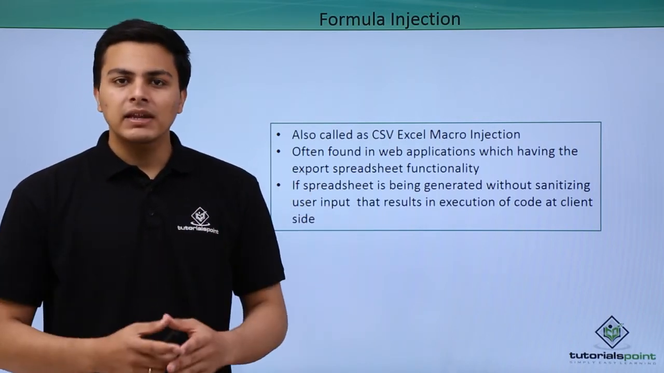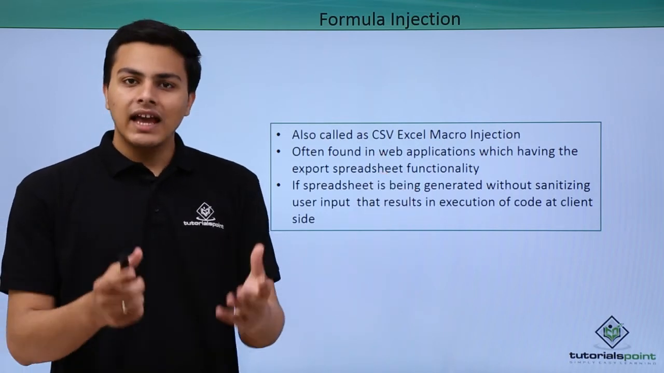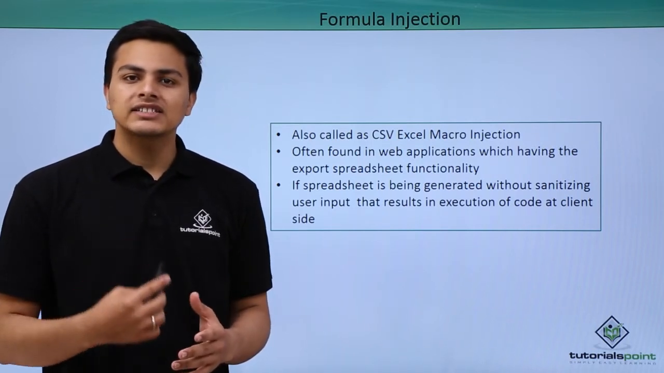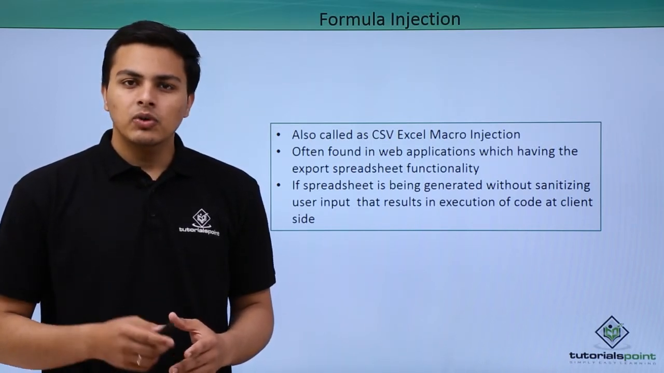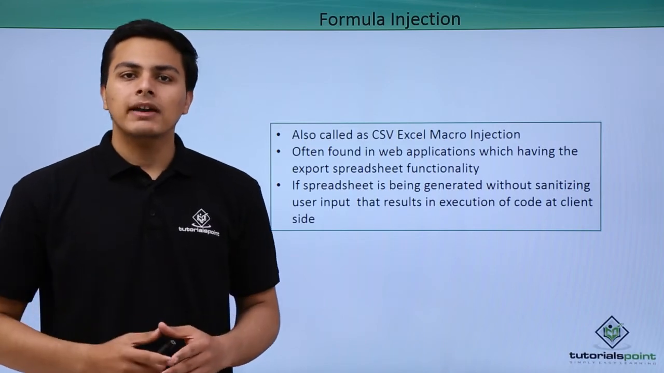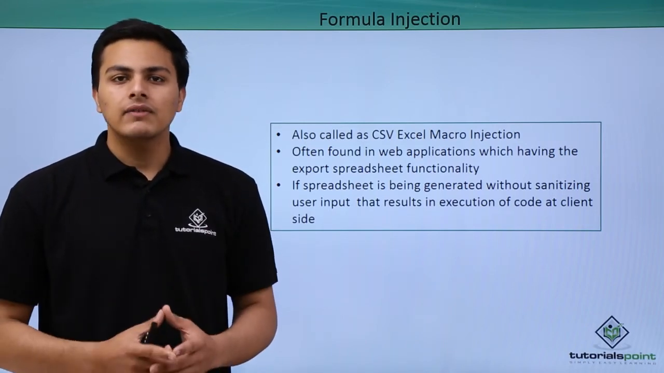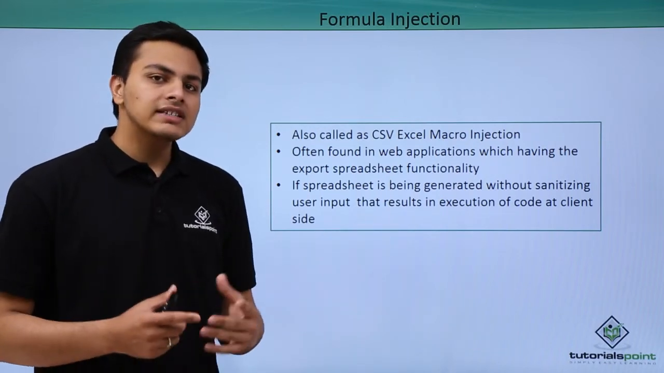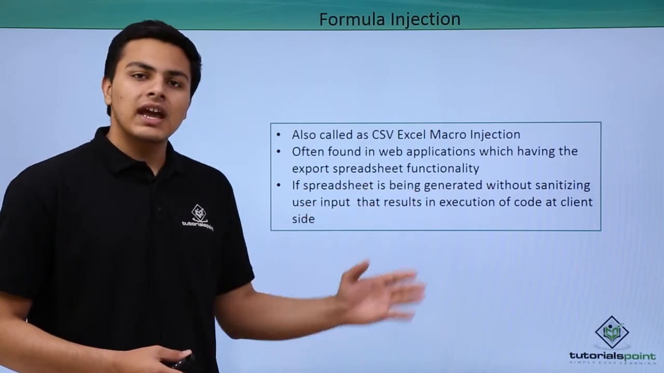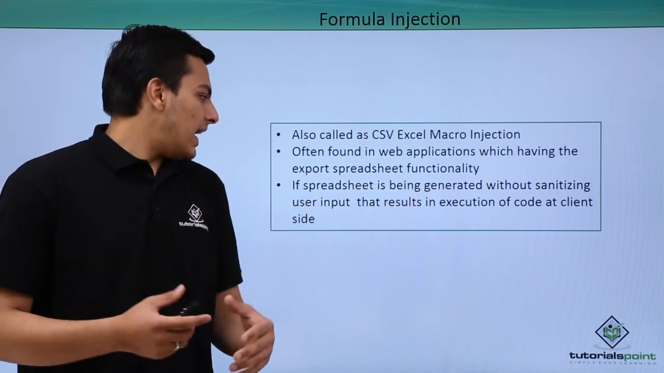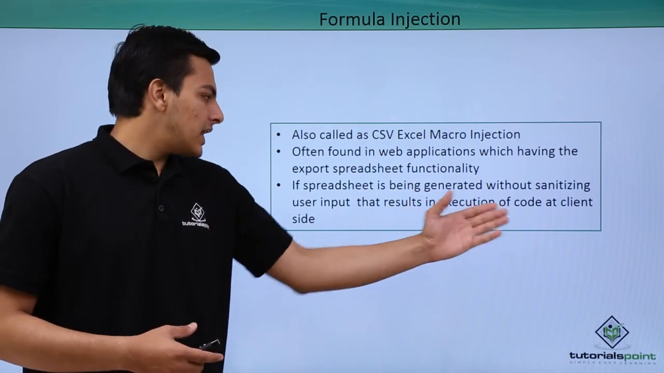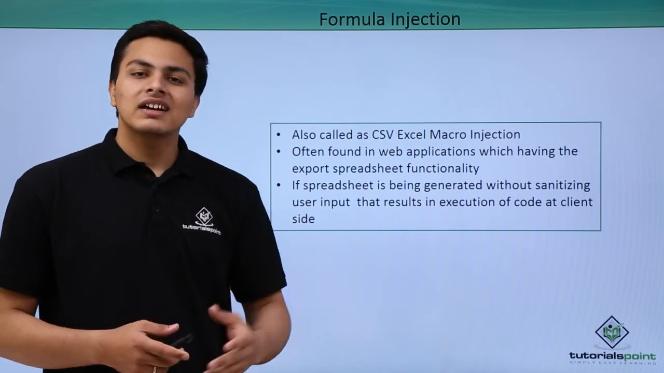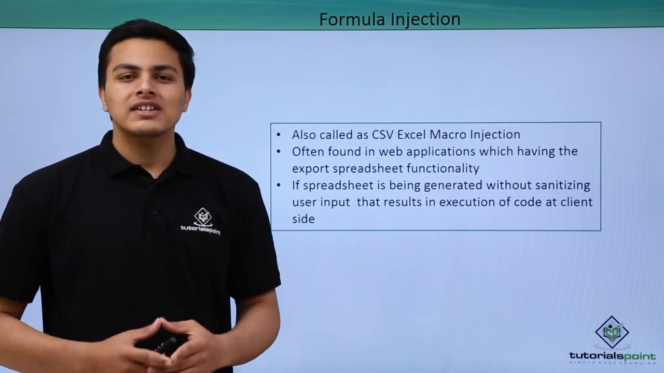If that web application is vulnerable to formula injection, it will not sanitize the user input and will export the web sheet which contains the malicious code injected by an attacker. If any other user opens that Microsoft Excel spreadsheet, they will get affected, which results in client-side injection. These kinds of vulnerabilities are often found on web applications which have export spreadsheet functionality, and if the spreadsheet is generated without sanitizing the user input, that results in code execution at the client side.